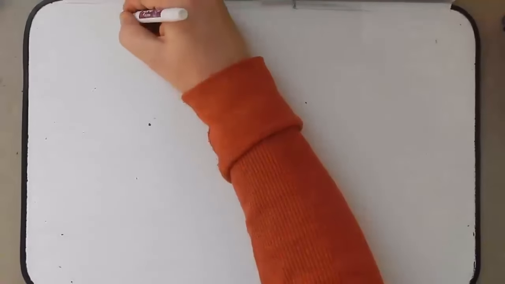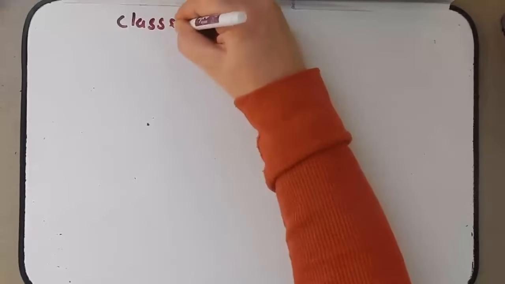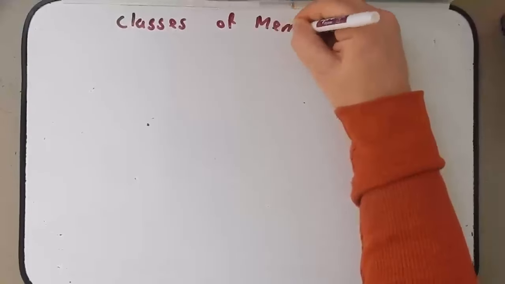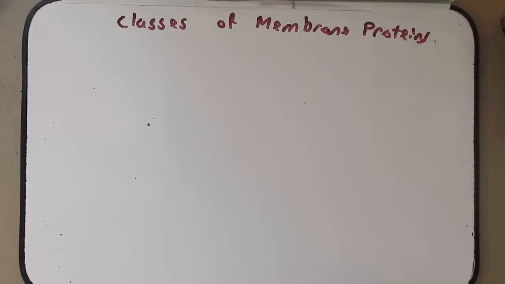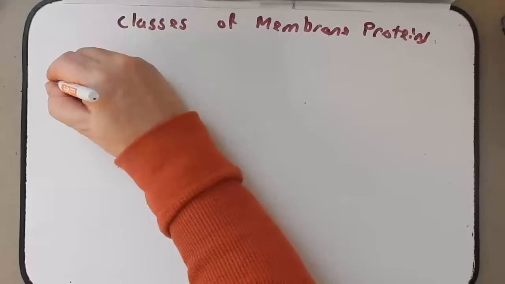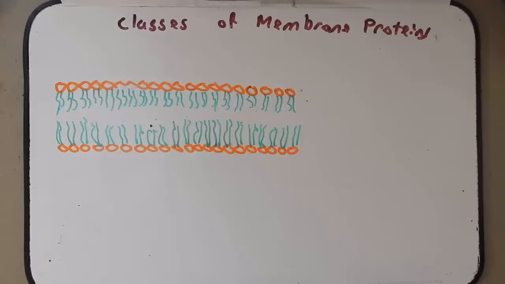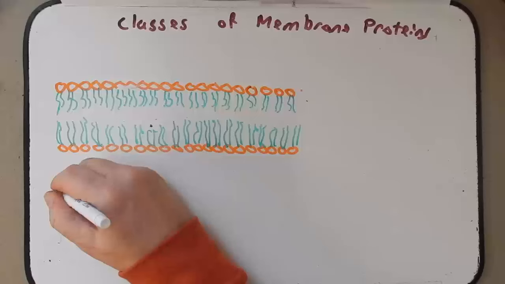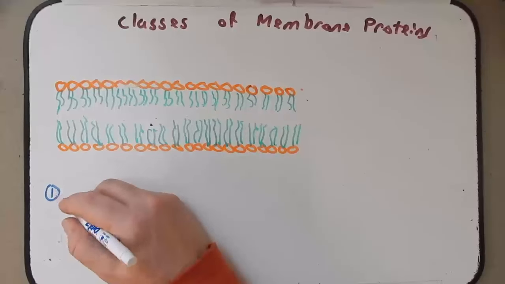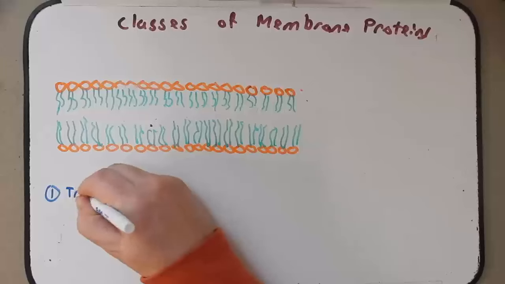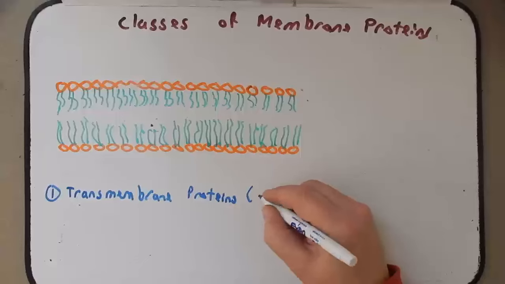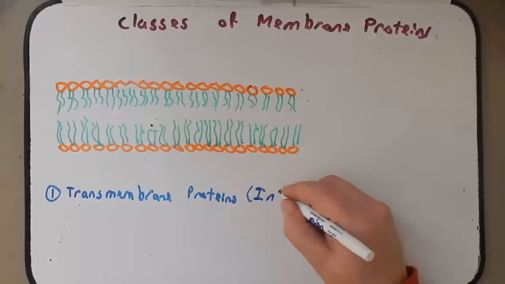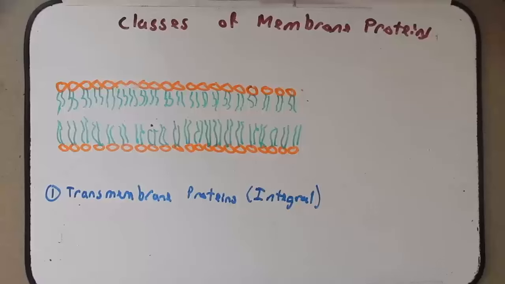Okay, now that we've talked about the different functions of membrane proteins, let's talk about the different classes of membrane proteins. And to do that, let's draw our good friend, the famous membrane. Okay, so here's our membrane, but now let's talk about the three classes of membrane proteins. The first one I want to talk about are called transmembrane proteins. I'm going to lump in integral proteins in this category as well.